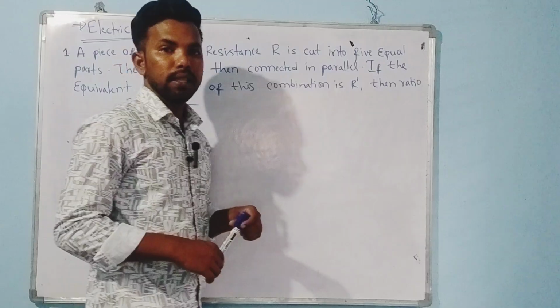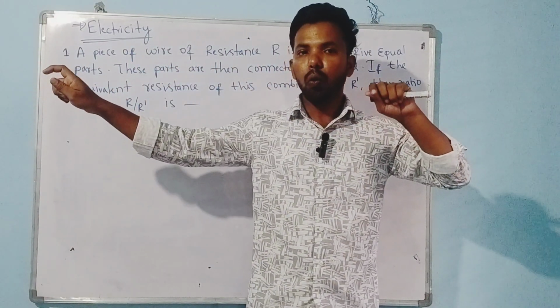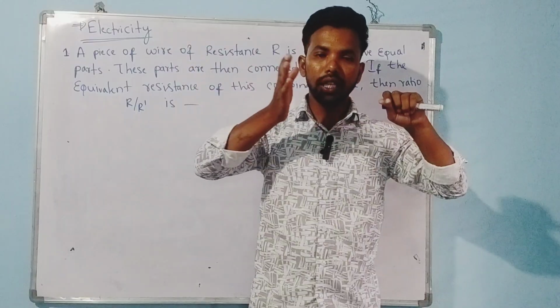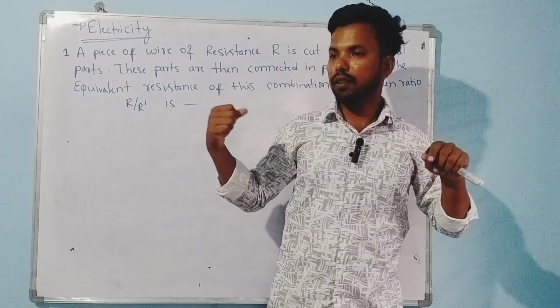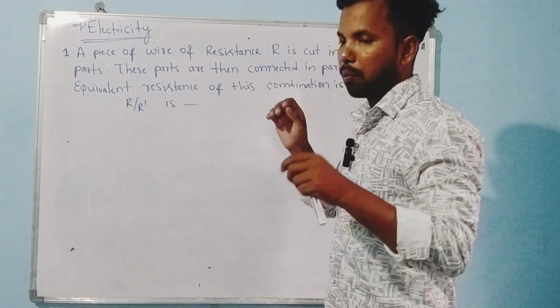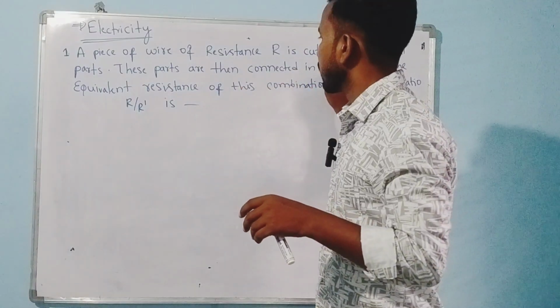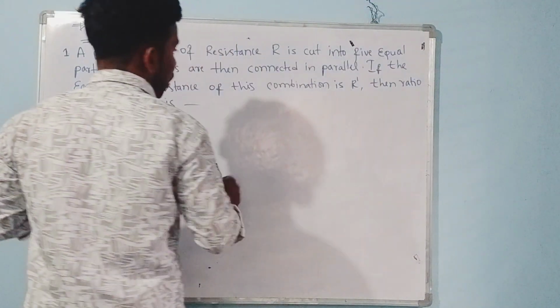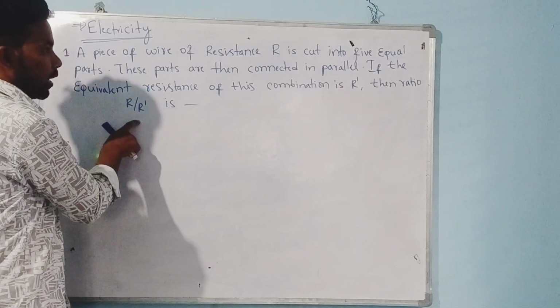So here what is the condition? We have one long wire. What I am doing now? I am cutting into 5 equal parts. Then I am calculating that resistance by connecting parallel. The 5 parts connecting by parallel and calculating resistance. Then the resistance I will call R dash. Then what is the ratio of R by R dash?